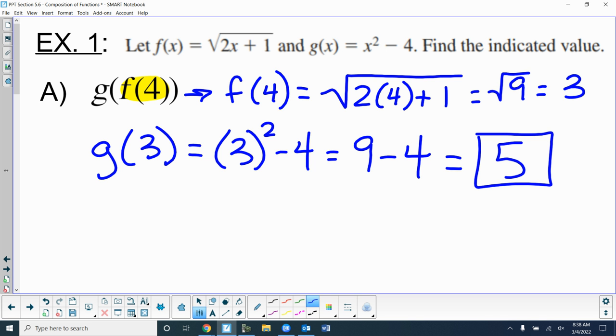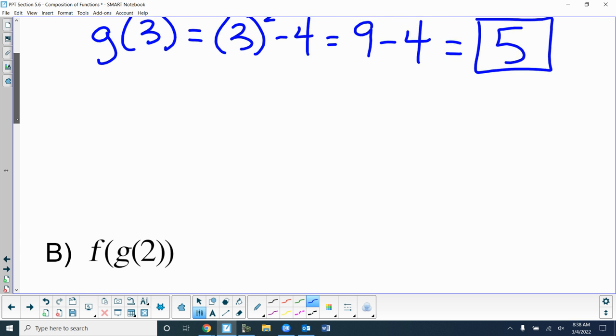So you have to find one answer first, use that answer to help you find the answer to the problem. So it's a two-part problem, is basically what it is. Any questions on that example? Does that make sense to you guys? Yeah, it does. Okay. Why don't you guys try example 1b and see how you do.